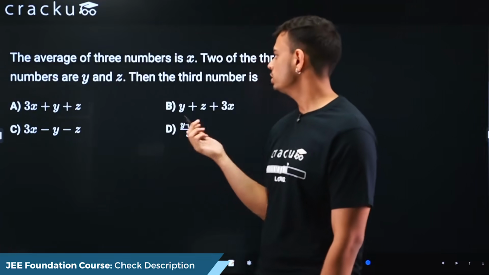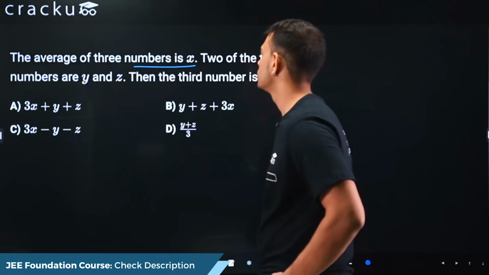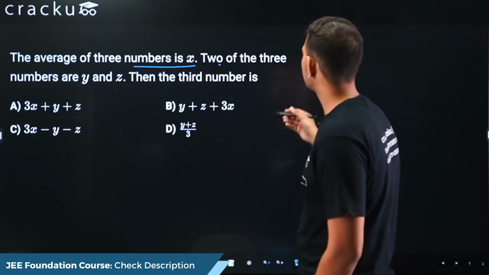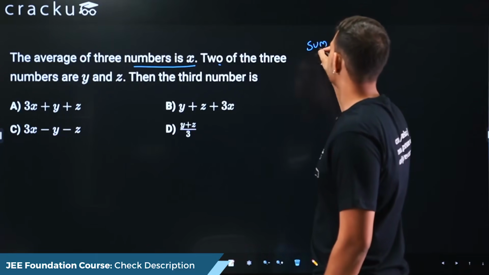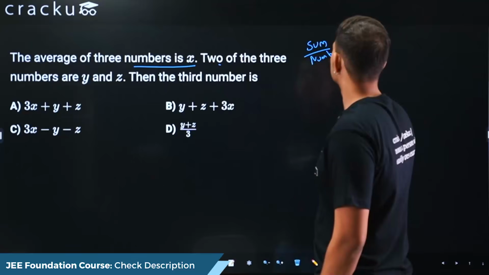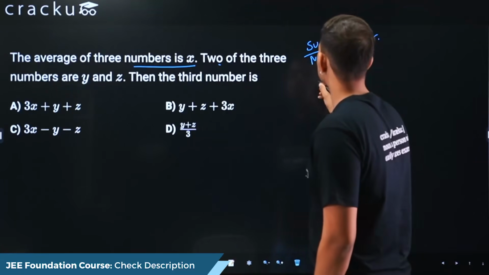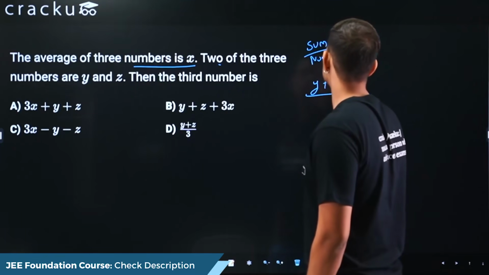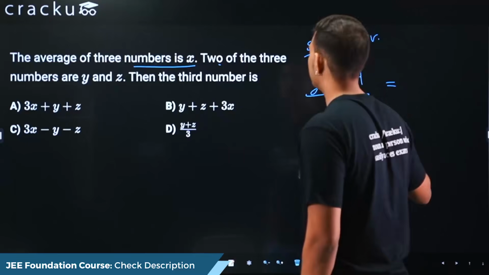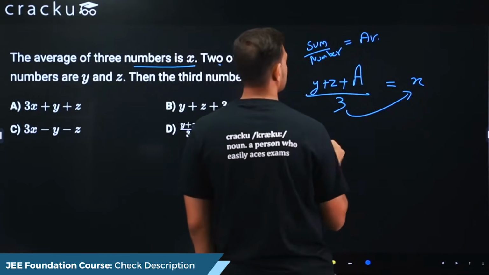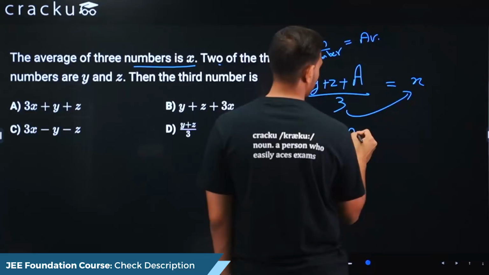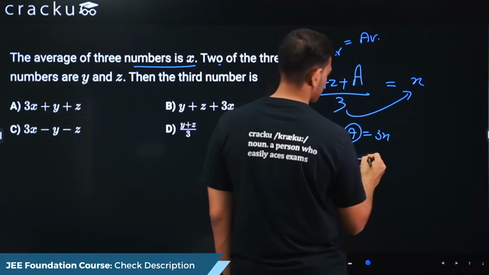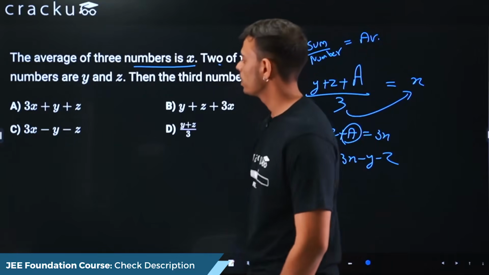This is an average question. We are given that average of 3 numbers is x. Okay, 2 of the 3 numbers are y and z. And the third number is unknown. We know that average is sum divided by number of quantities. What is the number of quantities? 3. What is the sum? 2 numbers are already given, y plus z plus an unknown number a, divided by 3 equals the average x. This gets here, y plus z plus a comes out to be 3 times x. We need to find the value of a, the unknown number. A will come out to be 3x minus y minus z, which is option C.